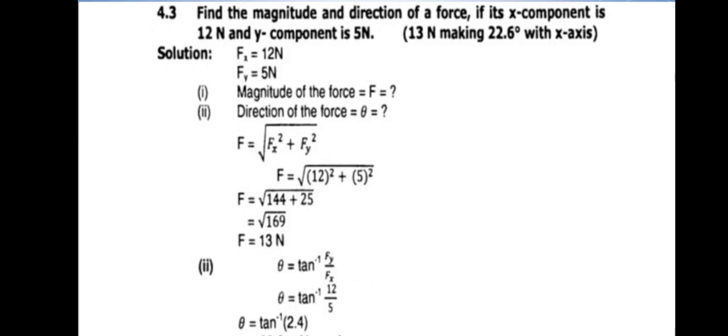Now 4.3 is: find the magnitude and the direction of a force if its x component is 12 Newton and y component is 5 Newton. Fx equals 12 Newton, Fy equals 5 Newton. Now we will find the magnitude of force F and the direction of force. The same procedure you have seen in question 4.1, you will follow in 4.3, that is F is equal to under root Fx square plus Fy square. By putting the values of Fx and Fy in the formula, you will find the magnitude of the force, which is equal to 13 Newton.